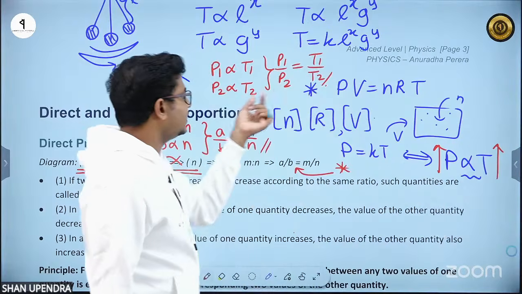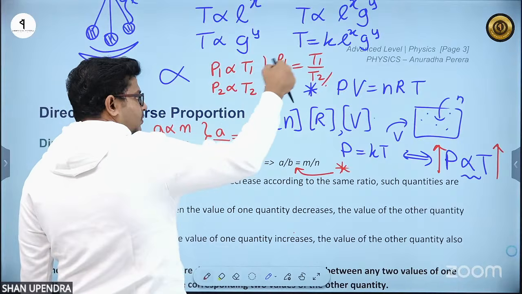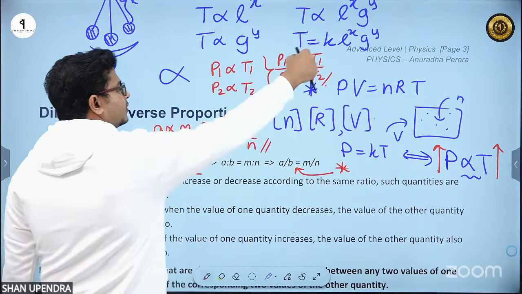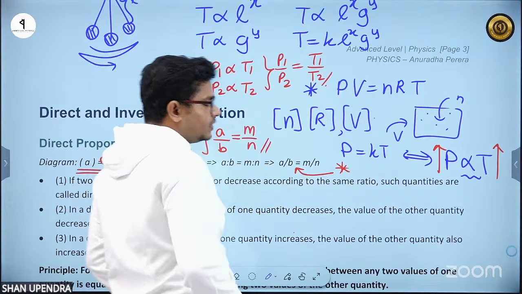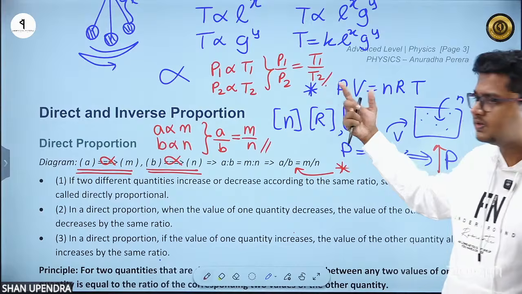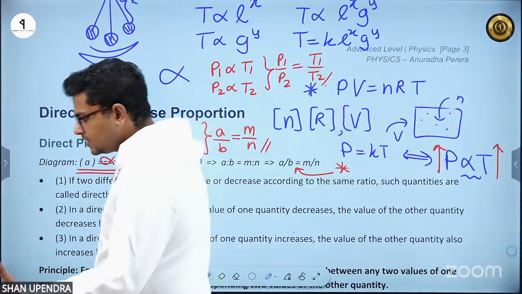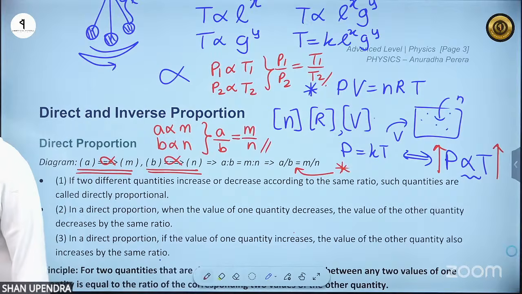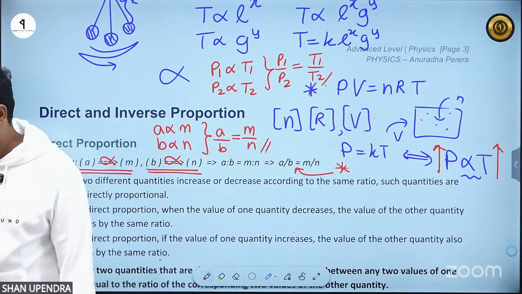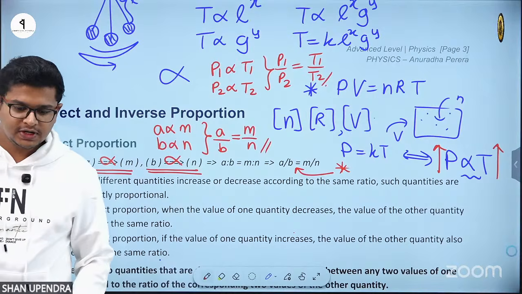Or using this relationship, we can write this is P1, this is P2, and P2 is equal to 2 P1. Then what happens to the temperature? This is 300, so this one becomes 600 Kelvin. It's a direct proportional relationship. That is the direct proportional relationship.